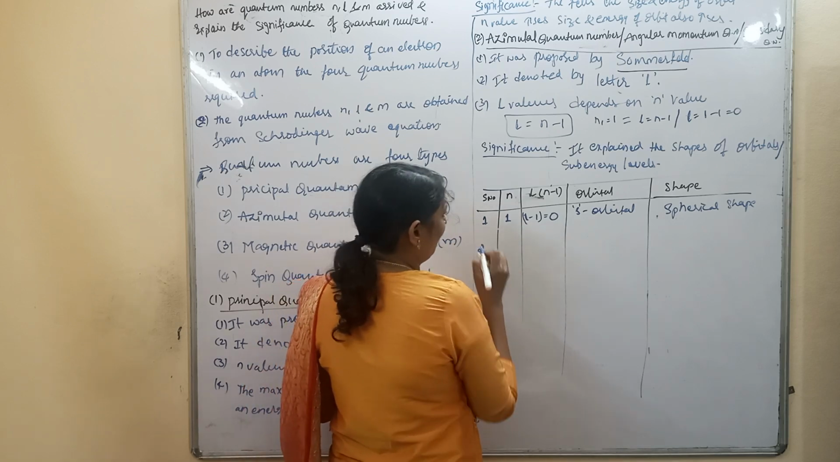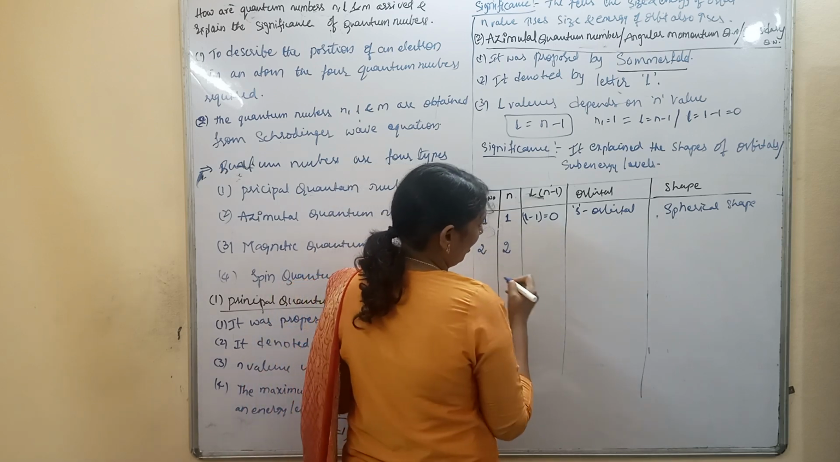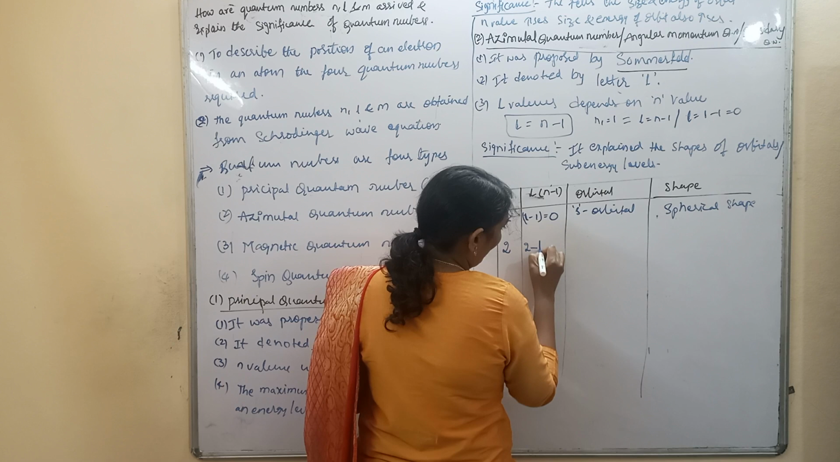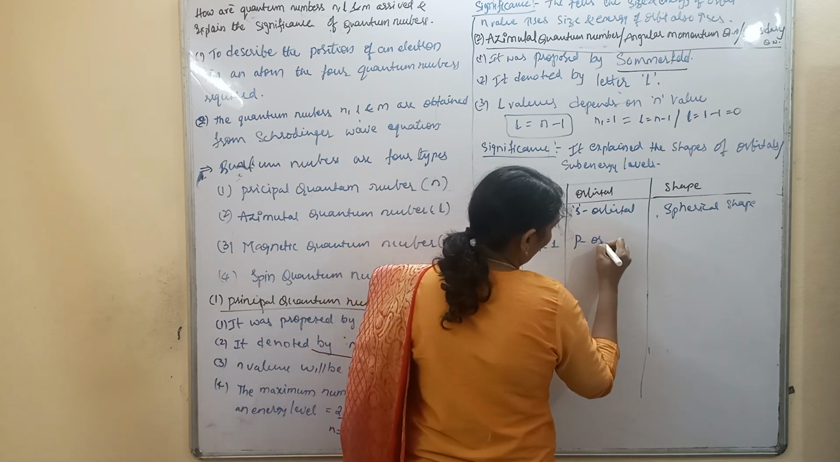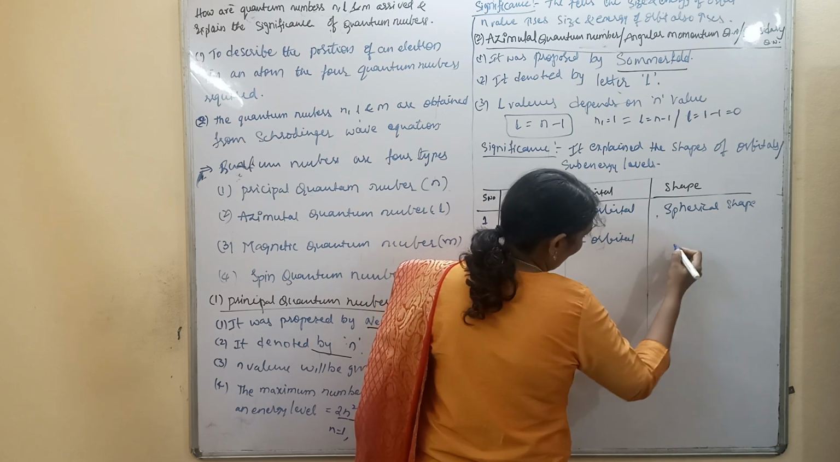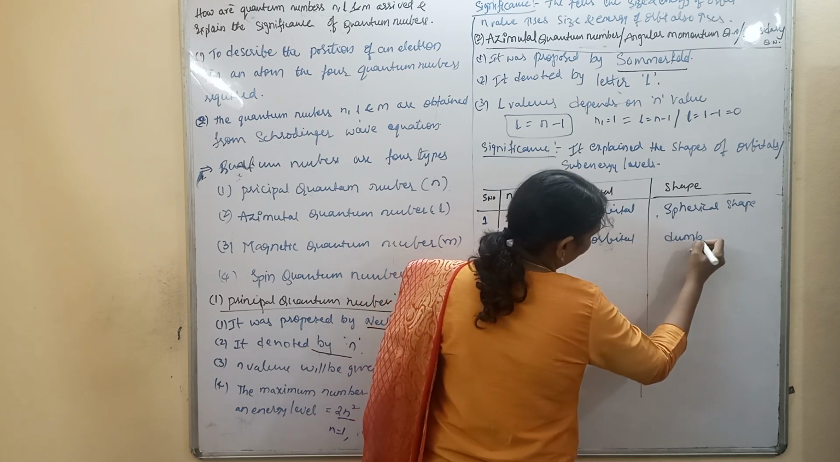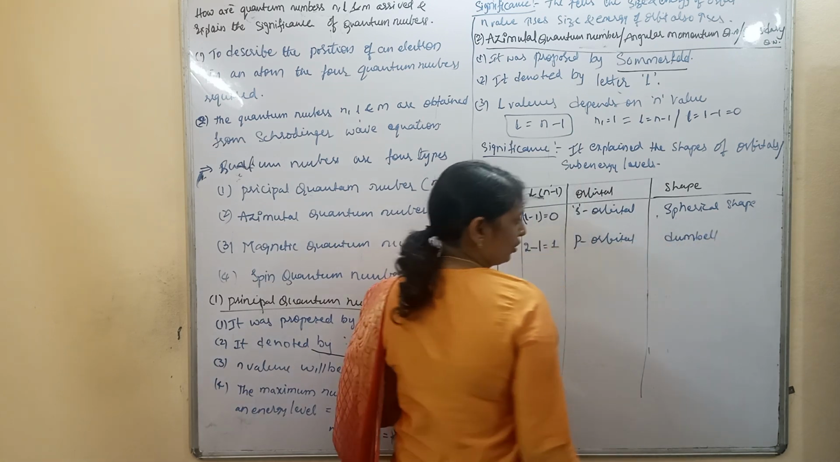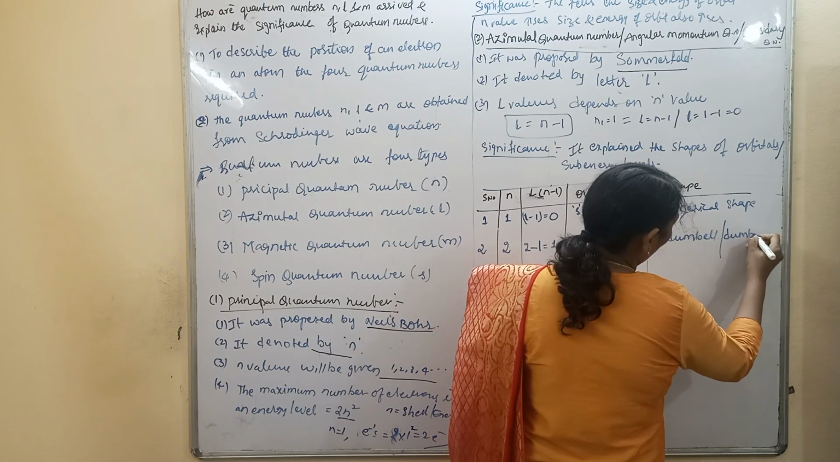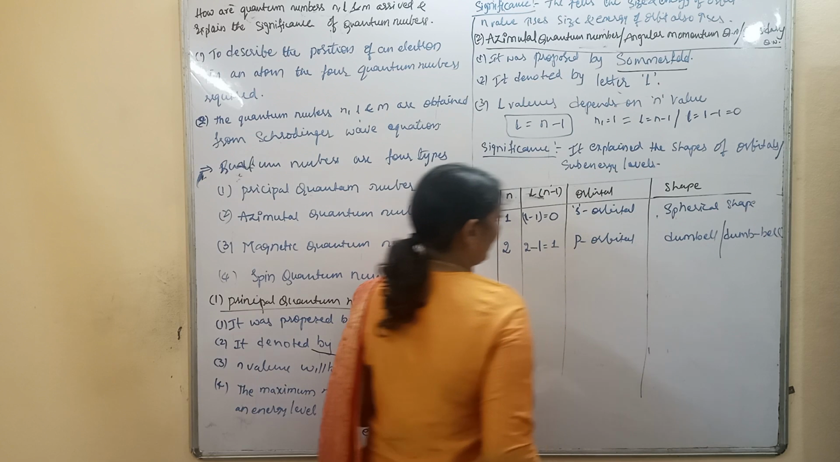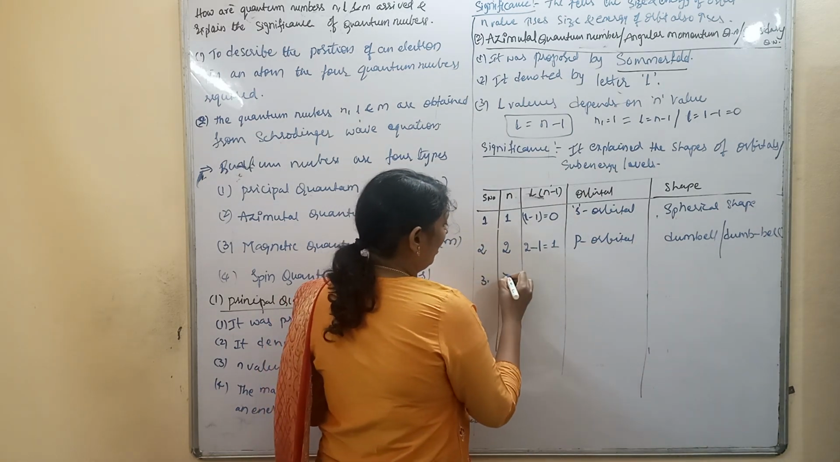Next, the second one: if you take n value 2, 2 minus 1, how much is it? 1. So it is p orbital. What is the shape here? Dumbbell. Some books have given it as bell. Both are correct.